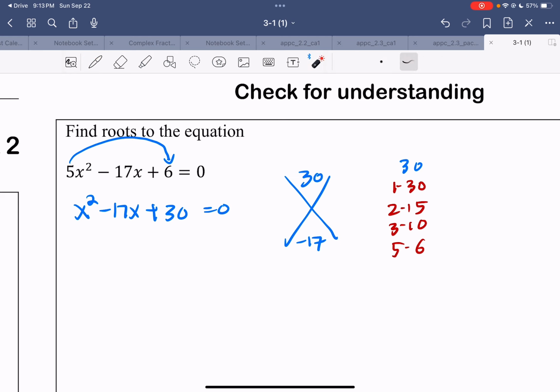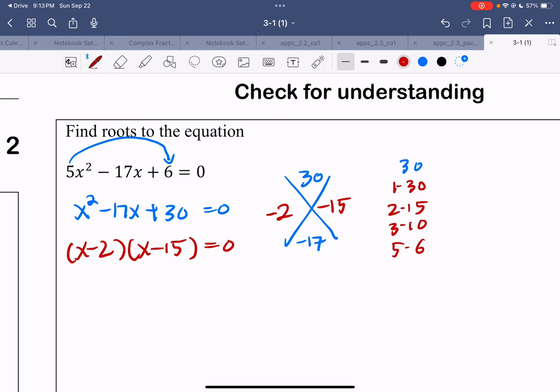So I'm gonna find something that adds up to 17. Not this one, this one. 2 and 15 gives you 2 plus 15 is 17. So 2 times 15 gives you positive 30, but 2 plus 15 does not give you negative 17, so I gotta put both negative. So it's gonna be x minus 2, x minus 15. That is equal to 0.